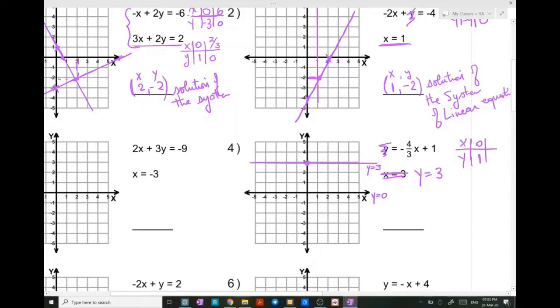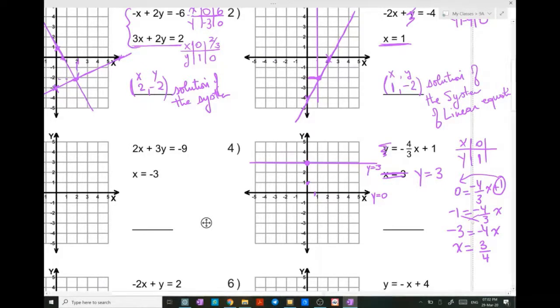When y is 0, let me solve this here. I have 0 equals minus 4 over 3 x plus 1. So I take the 1 to the other side. I would have minus 1 equals minus 4 over 3 x. So I cross multiply. I get minus 3 equals minus 4x. So x is equal to 3 over 4, which is approximately 0.7. So it's somewhere here, and y equals 1 is here. So I join these 2 points.